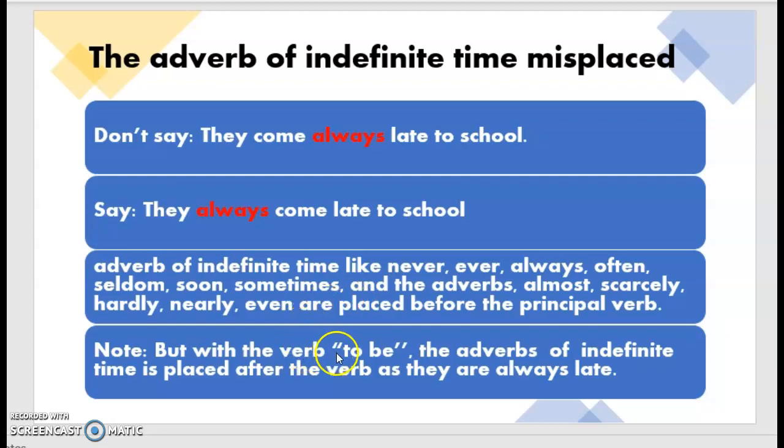But with the verb to be, like are, is, were, the primary auxiliary verb be, the adverb of indefinite time is placed after the verb. For example, "They are always late." So you cannot say, "They always are late." Rather, you say, "They are always late."